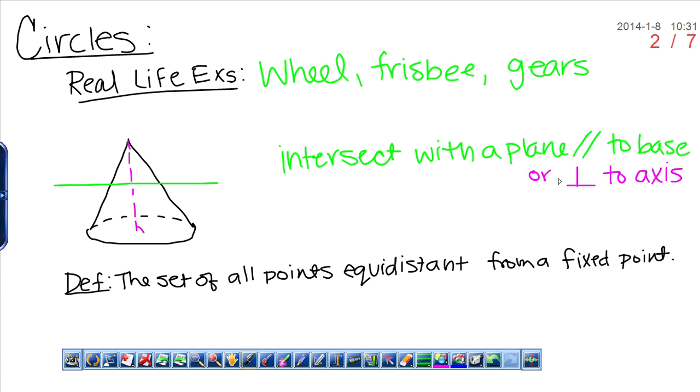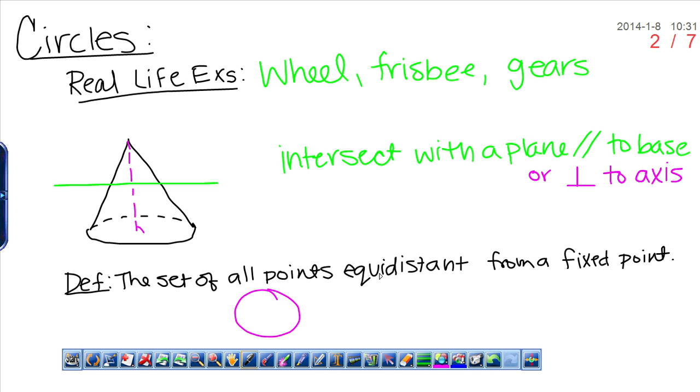Okay, so the formal definition of a circle is the set of all points that are equidistant from a fixed point. What does that word equidistant mean? Yeah, the distance stays the same, right? So think about your circle. Well, that's a really bad circle. Let's try again. Oh, well, that's better.